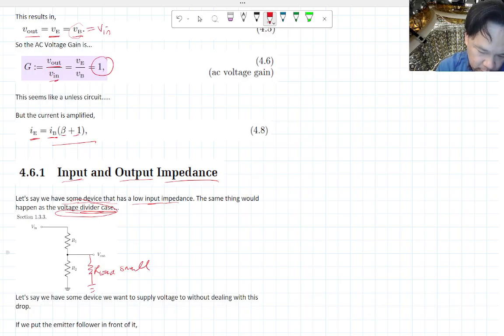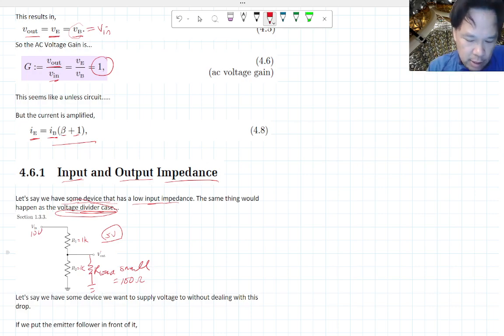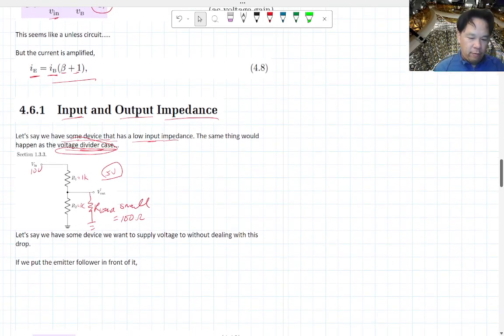let's say these are the same, like 1K, 1K, and you had a 10 volt supply. You expect V out to be 5 volt. But if you have R load, let's say that's 100 ohm, you can calculate this. It turns out that VL is going to be substantially lower than 5 volts. In fact, this will be pretty low, it just drops down to less than 1 volt. So when you're connecting a device to something, you want the input impedance to be fairly high. So how does this connect to this emitter follower?